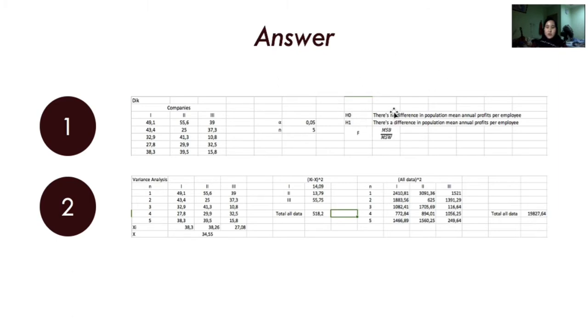So H0 is when the condition is there is no difference in population mean annual profits per employee, and H1 is the otherwise. And to get the answer, we calculate the F with the formula of MSB divided by MSW. So to calculate the data, first we have to calculate the variance analysis.